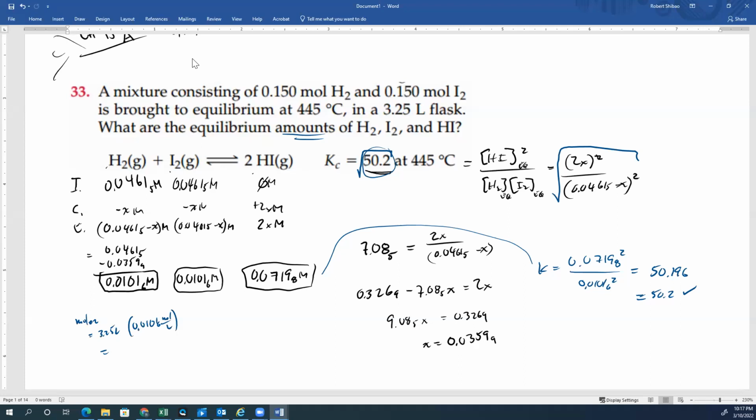So 3.25 times 0.01016 equals. And so the moles of this comes out to 0.03302 moles. And that's going to be the same here. And the moles of this will be different. So this one here is going to be 3.25 liters times 0.07198 moles per liter.